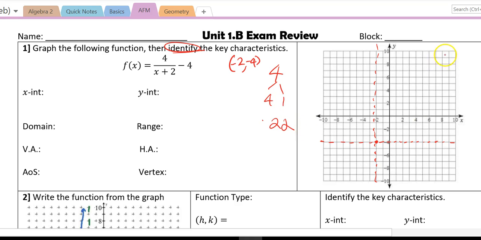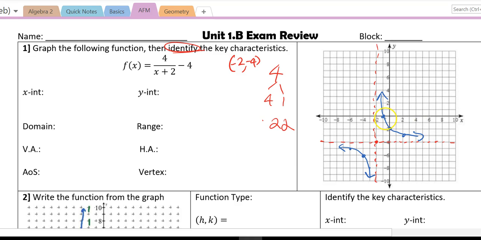This is positive, so we're up here in quadrant 1 and quadrant 3. So we go over 1 and up 4, 1, 2, 3, 4. And then over 2, up 2, and then over 4, 1, 2, 3, 4, up 1. That's the first part graphed. And then over here, we go over 2, 1, 2, and then down 2. Over 4, 1, 2, 3, 4, down 1. Over 1, down 4. We have it graphed.